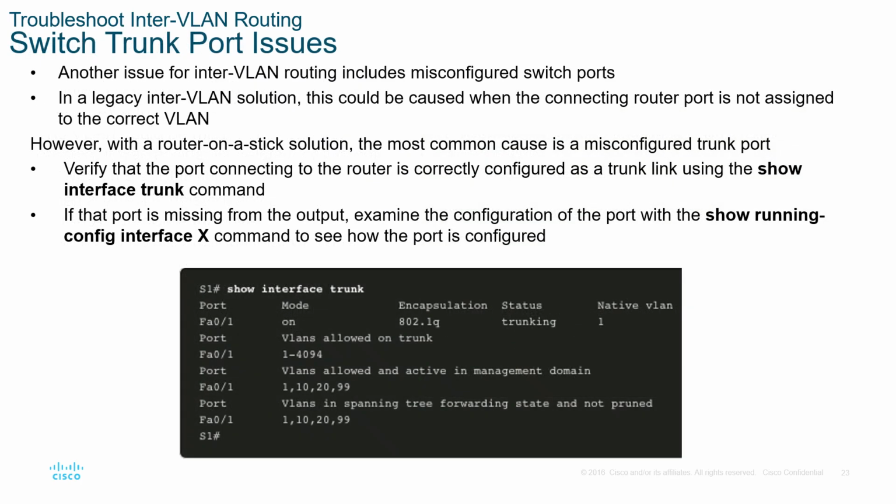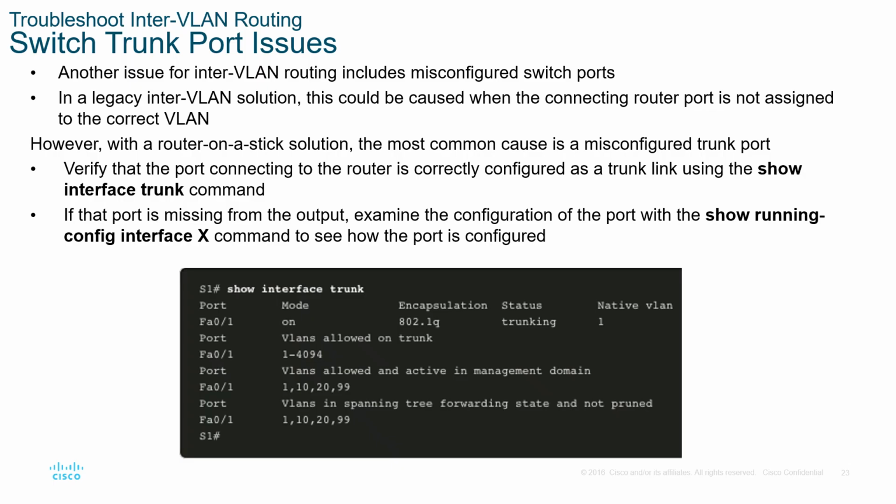You can have trunk port issues. Another issue again includes misconfigured switch ports. In a legacy inter-VLAN solution, this could be caused when the connecting router port is not assigned to the correct VLAN. With router on a stick, however, the most common cause is a misconfigured trunk port. So you want to verify that the port connecting to the router is correctly configured as a trunk link using the show interface trunk.